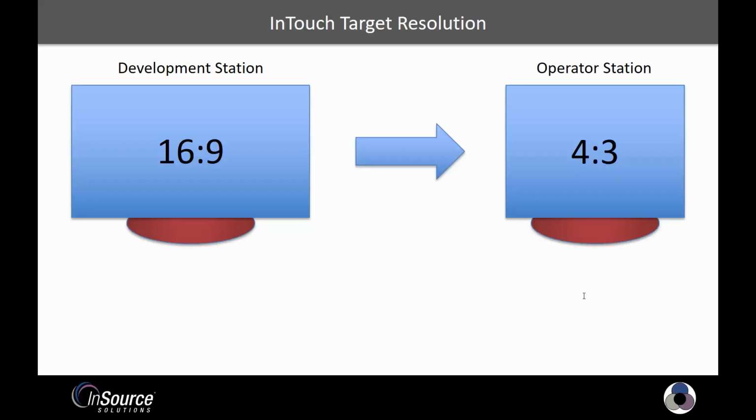Now, when we talk about InTouch development, a lot of times a problem that we run into is that at our development station, we have one resolution, and at the operator station, we have a different resolution. Now in the past, the solution to this was to get your developer station to be the same resolution as your operator station, just by going through Windows settings. Now, this wasn't difficult, but it was a bit of a hassle. So Wonderware went to the drawing board, figured out a new way to make this easier for us.